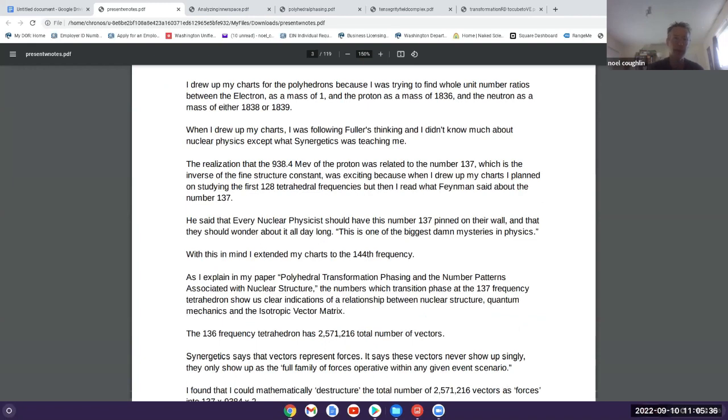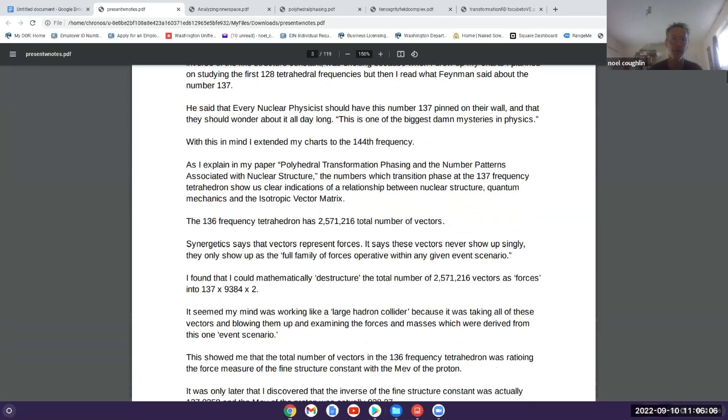The realization that 938.4 MeV of the proton was related to the number 137, which is the inverse of the fine structure constant, was exciting because when I drew up my charts, I planned on studying the first 128 tetrahedral frequencies. But then I read what Feynman said about the number 137. He said, every nuclear physicist should have this number 137 pinned on their wall, and that they should wonder about it all day long. This number, the fine structure constant, is one of the biggest damn mysteries in physics. With this in mind, I extended my charts to the 144th frequency.